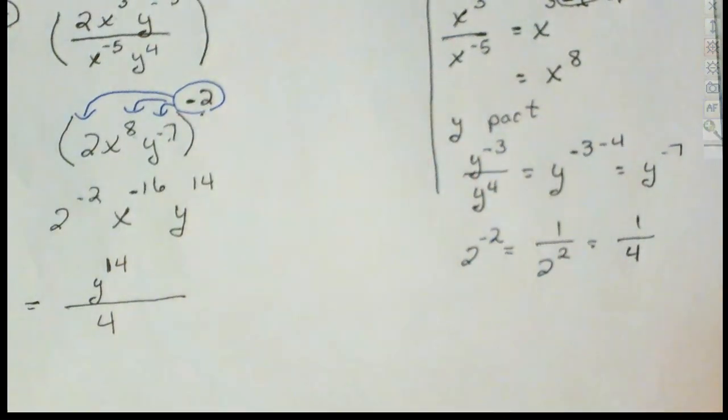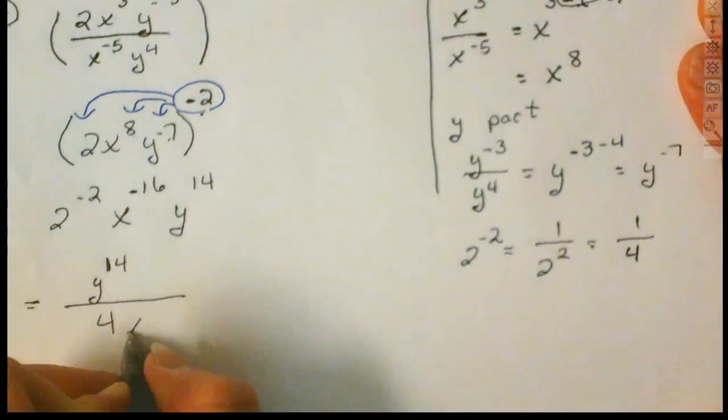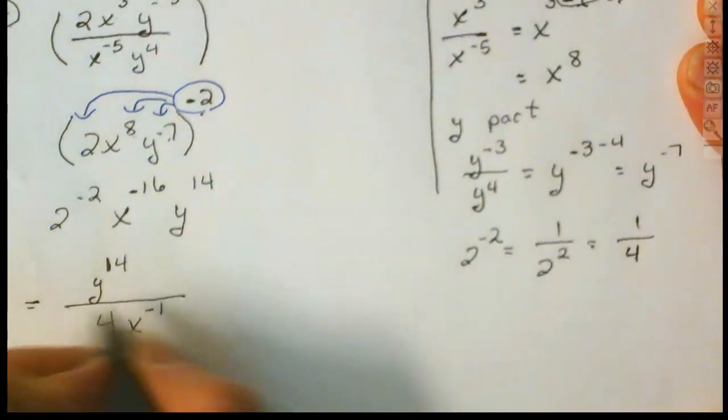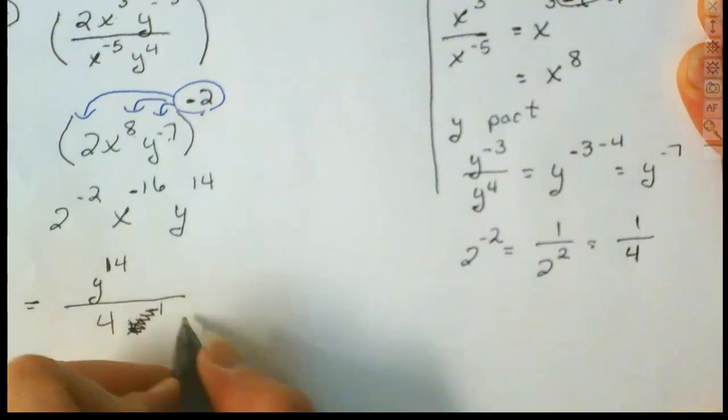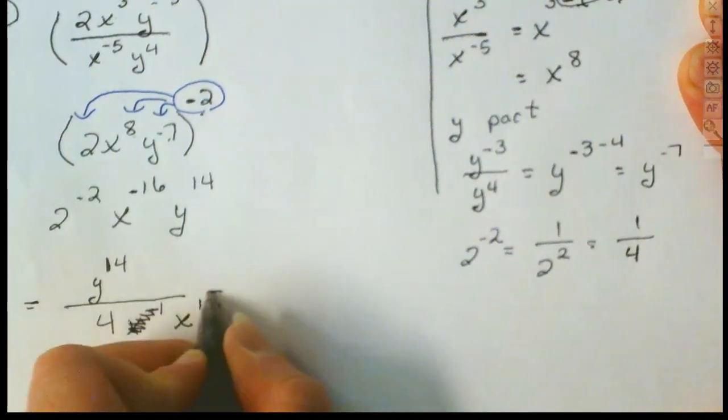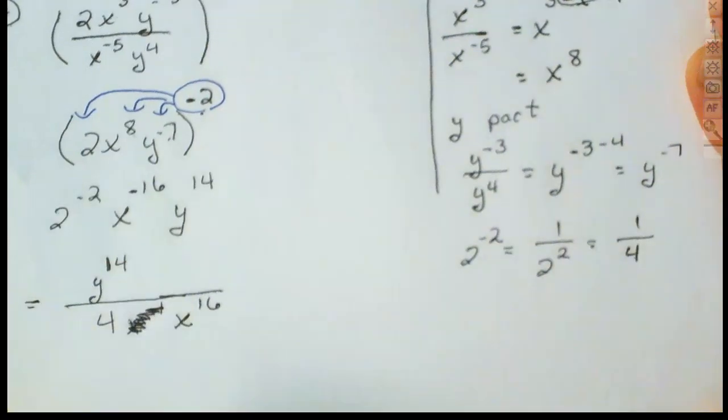The x to the negative 16, well, it's a negative power. So where does it go? It goes down below to the denominator. And we rewrite that as x to the 16th power below. And it becomes positive. So it flips around and it becomes positive.